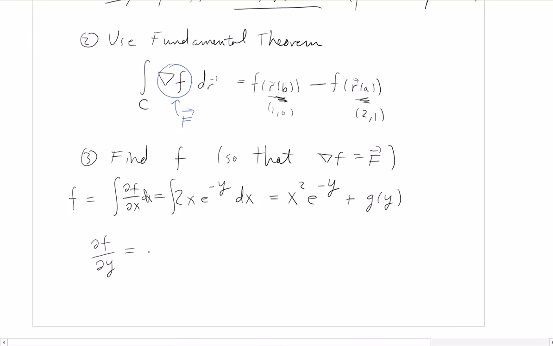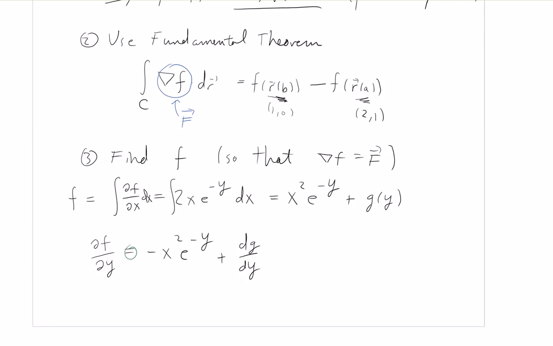So here we get minus x squared e to the minus y plus partial g partial y. Well, I guess I don't need the partial symbol since it only depends on one variable. So I'll write dg dy. So this equality, this expression here, came from differentiating our answer above with respect to y.